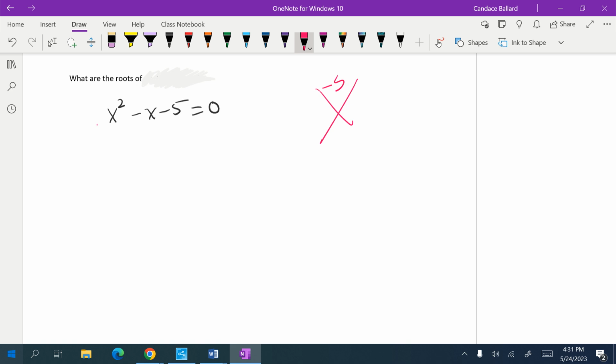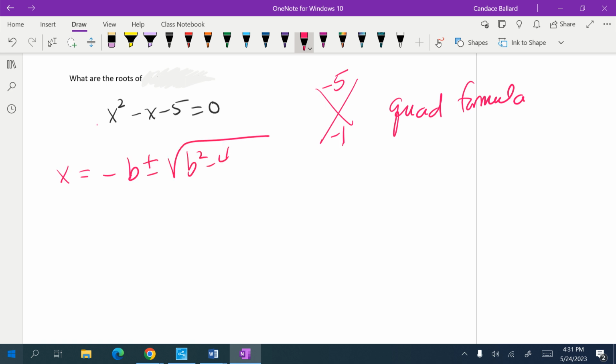So I need two numbers that multiply to -5 and add to -1. None of those exist, so I'm going to try to use my quadratic formula. The quadratic formula is x equals -b plus or minus the square root of b squared minus 4ac all over 2a. So I'm going to plug in.